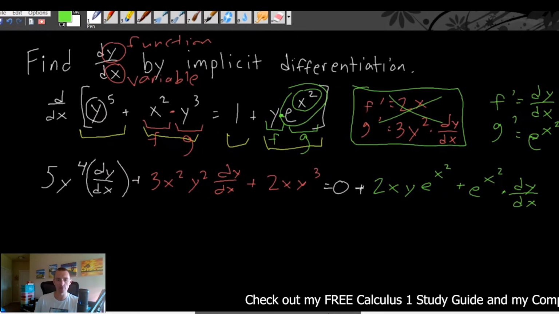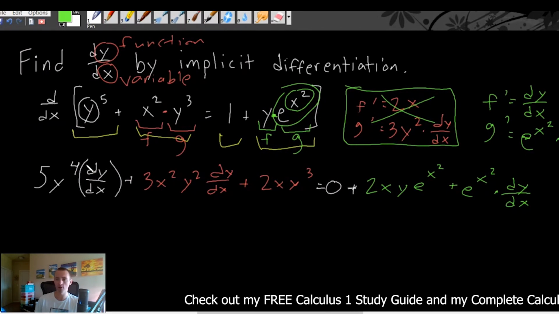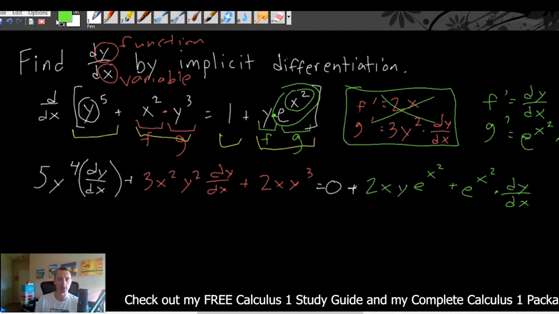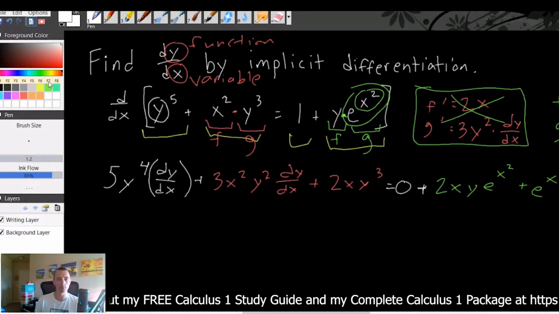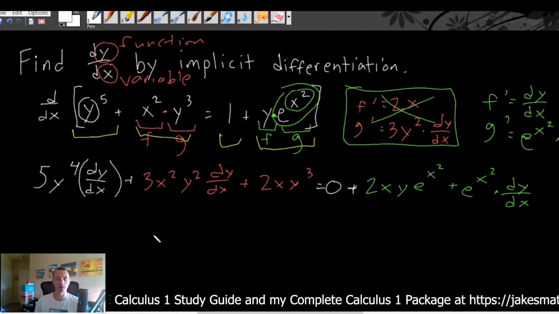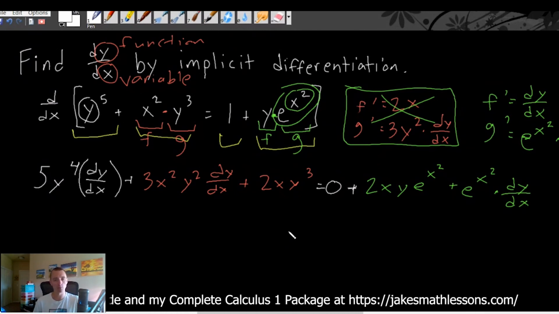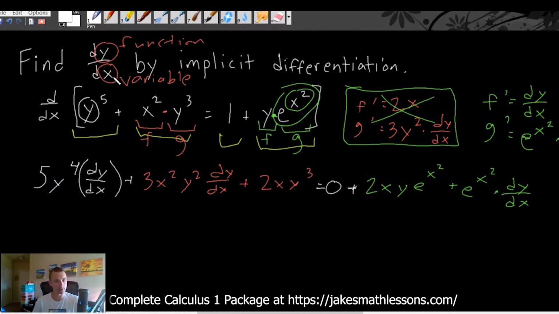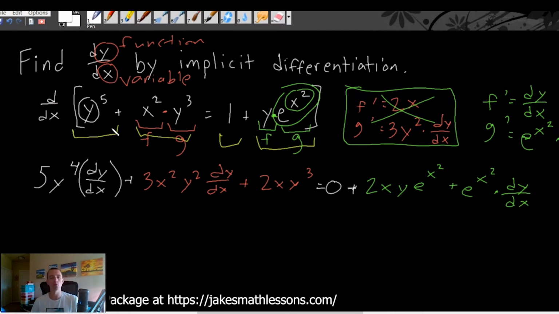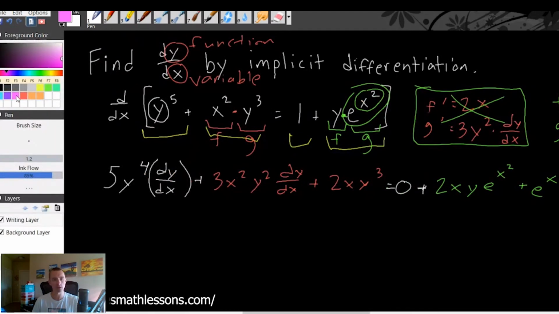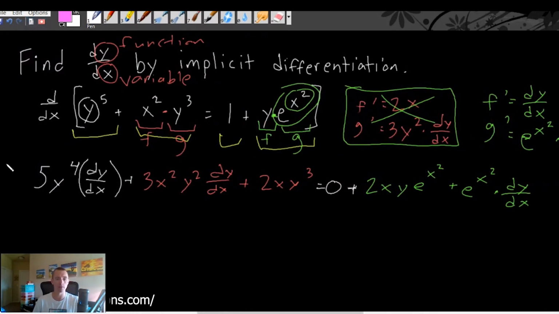So now we have taken the derivative of both sides of our equation with respect to x. So now, same process that we always want to go through with these implicit differentiation problems. Once you've taken the derivative of both sides of your equation with respect to whatever your variable is, in this case, since we had dx on the bottom, we knew it was x. Once you do that, you want to move all of your dy dx terms to one side of the equation, all of your non-dy dx terms to the other side, and then we can go from there.